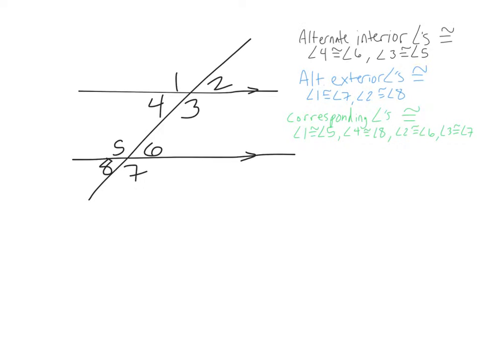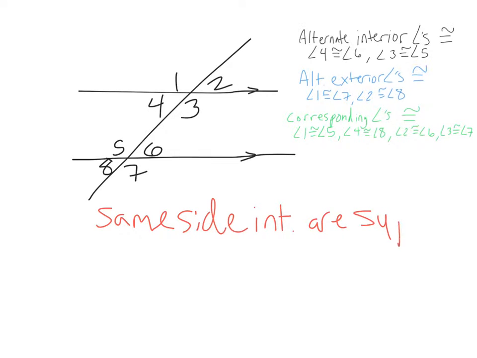Alright, so then we also have our supplementary angles. Our angles, they're not congruent when we have parallel lines necessarily, but they are supplementary. Those are our same side interior angles. Same side interior are sup. They know what's up.